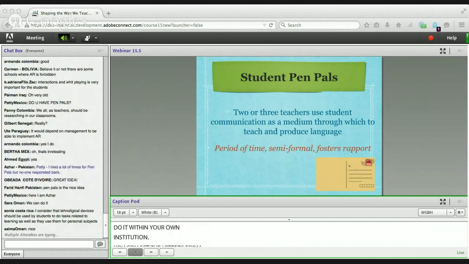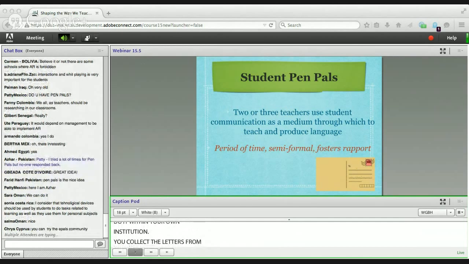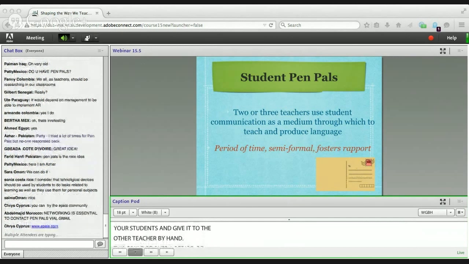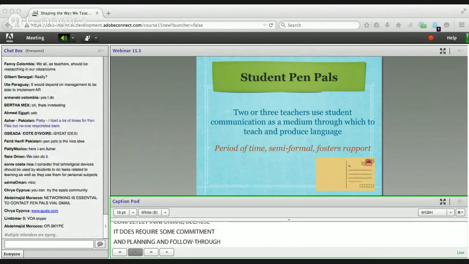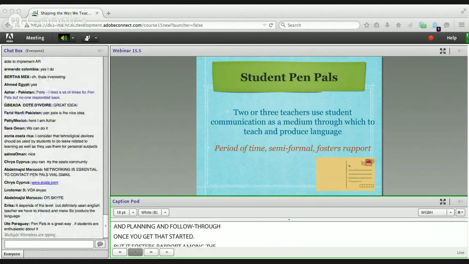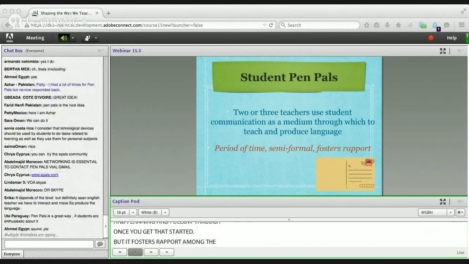It's semi-formal. It's not completely informal, I think, because it does require some commitment and planning and follow through once you get that process started. But it definitely fosters rapport among the teachers and also among your students. And it maybe gives your students an idea that your class is connected to another class in another way, that the teachers are on the same page and working towards a common goal, which can be really positive.